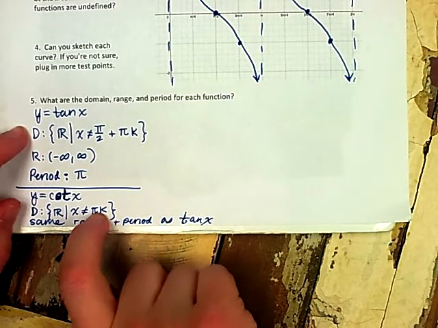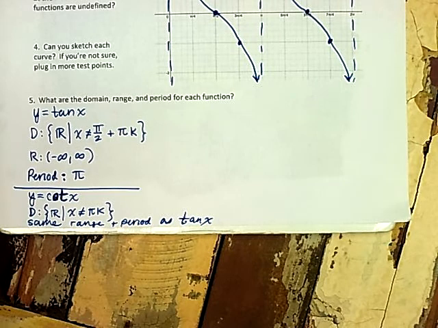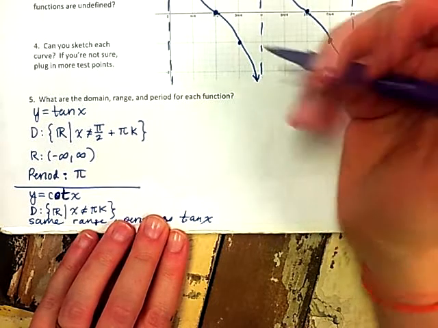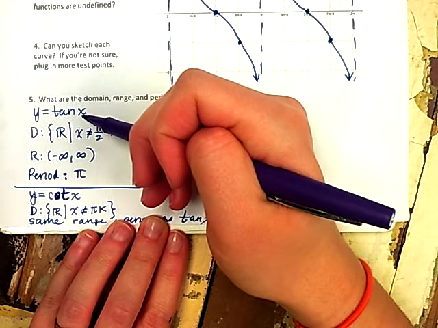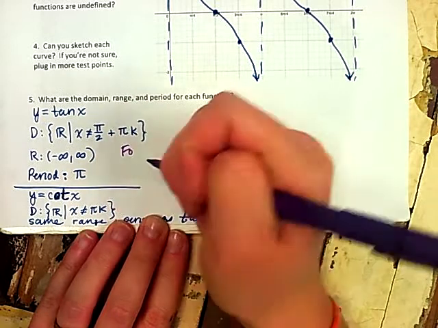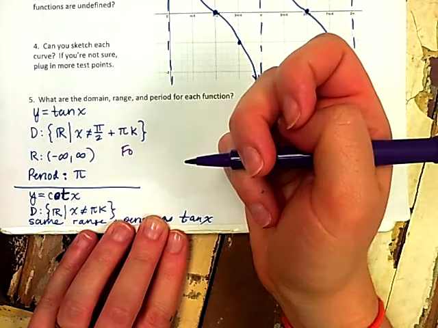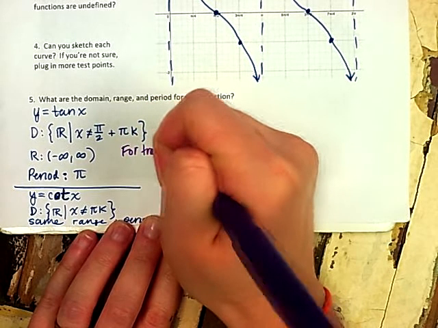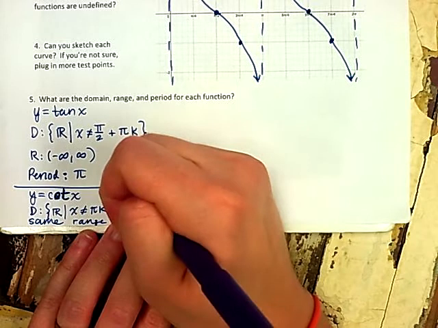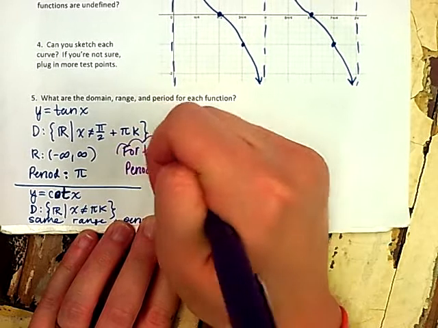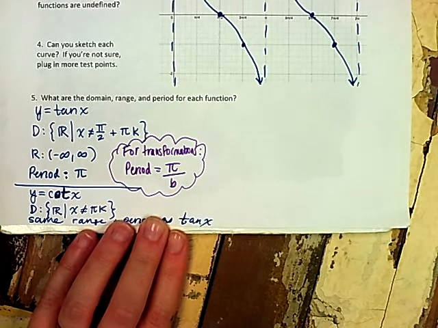All right, so one quick thing to note here is that since the period is pi, if we have some transformation of tangent or cotangent, where x gets multiplied by some b value, we can think about the period as being, instead of 2 pi over b, just pi over b here. So for transformations, the period is going to be pi over b, and this will be true for both tangent and cotangent.